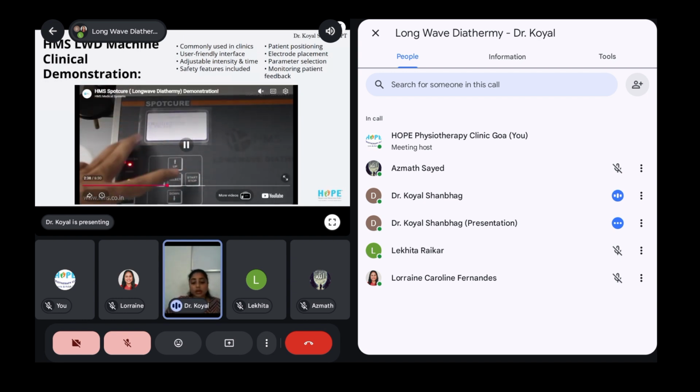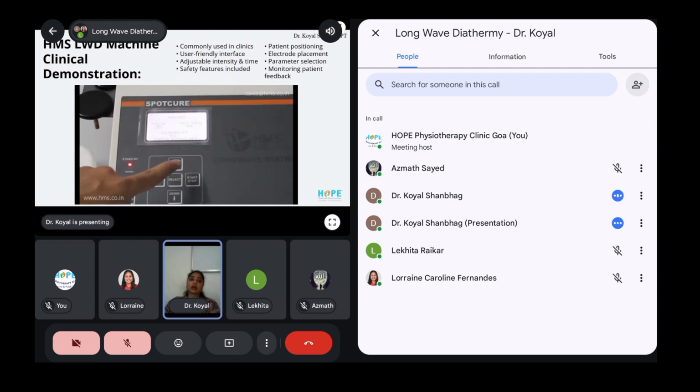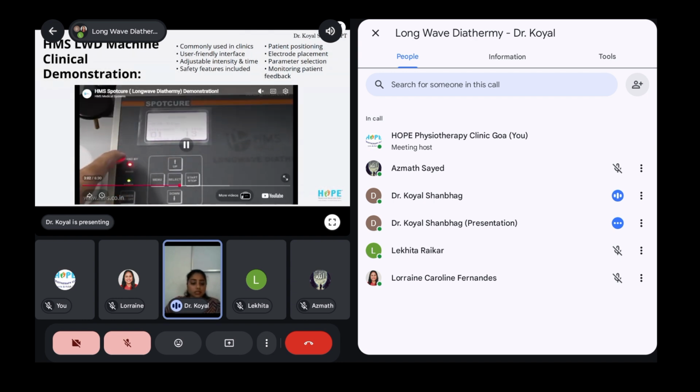The capacitor mode has 2 modes in it. One is continuous and one is pulse. Continuous is mostly given to those with chronic cases, 3 months and above of pain, etc. And pulsed is given to those who have pain acutely or in subacute conditions, and later on we can move to continuous. So it's a very easy to use machine. Also, it will give us the intensity and time.